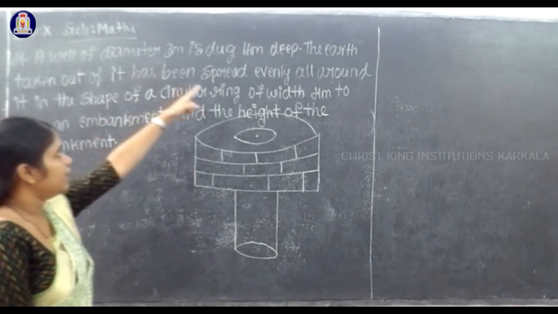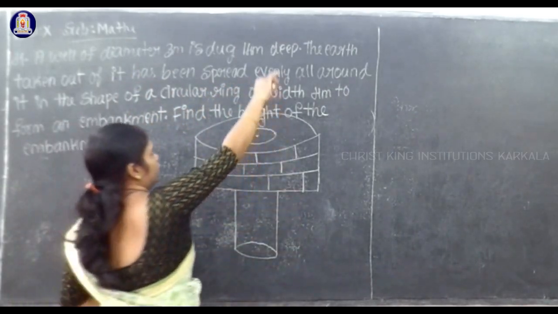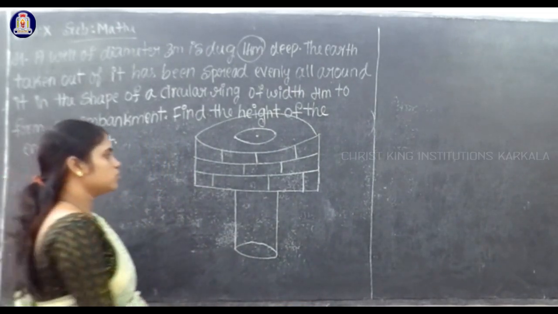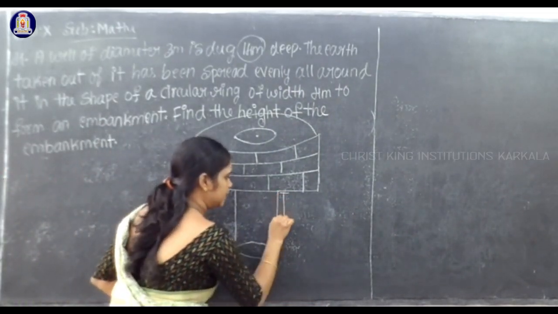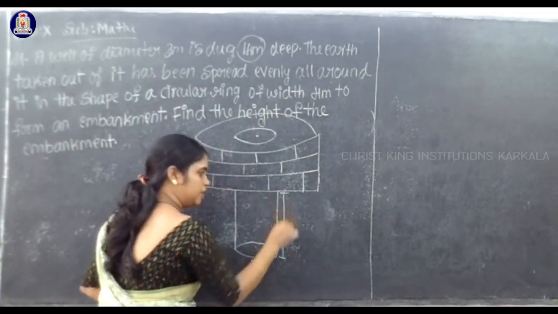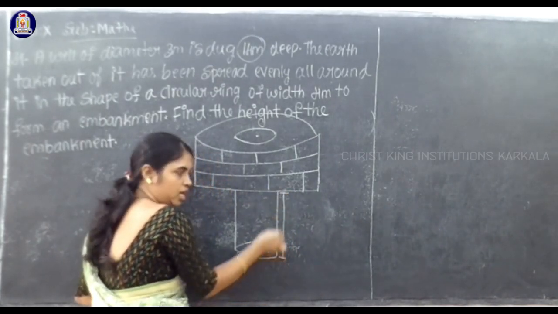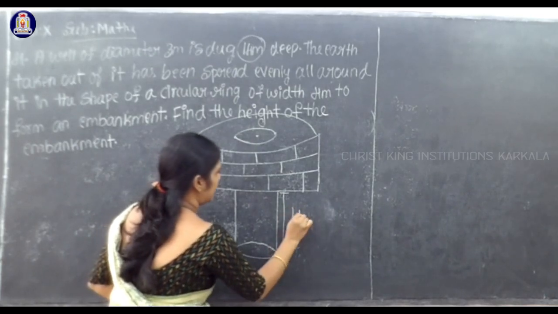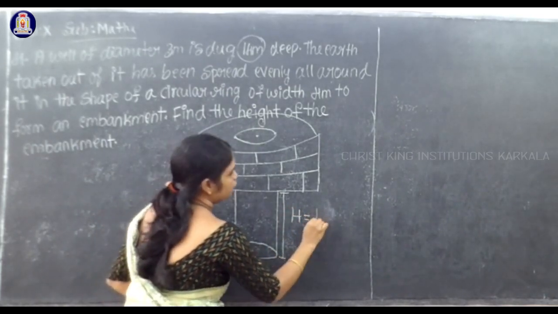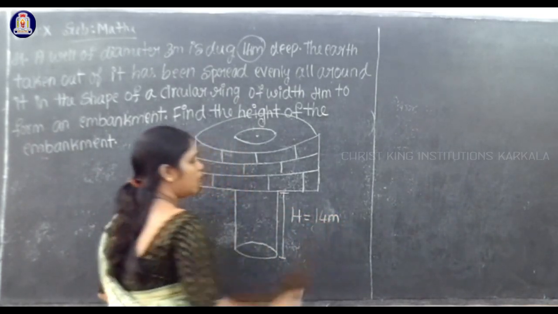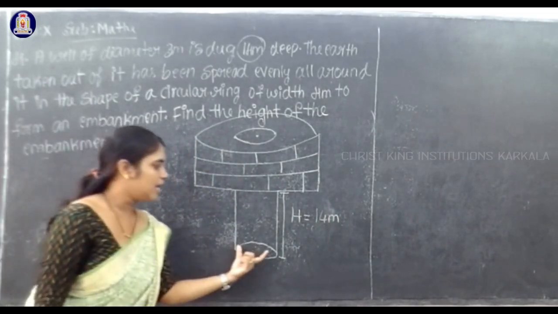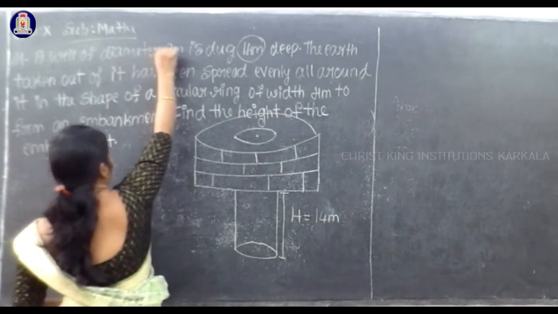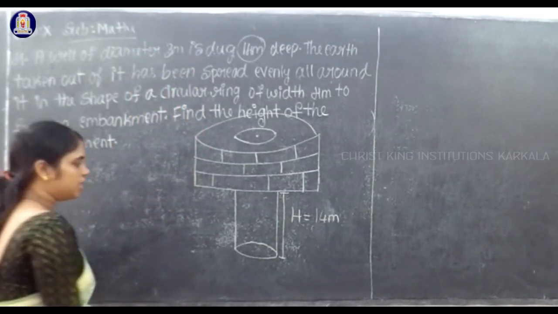For the well, what is the depth of that well? That is 40 meter given. So from here to here, this is the depth. Depth is nothing but height, the height of this cylinder. I will represent it by capital letter H, 40 meter given, and also given the diameter of this well. What is the diameter? Diameter is about 3 meter.